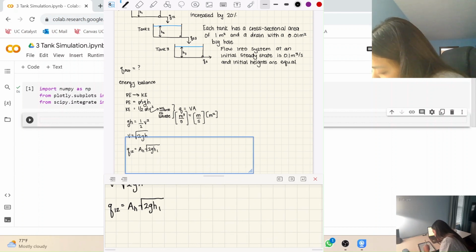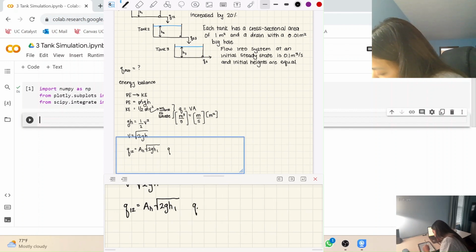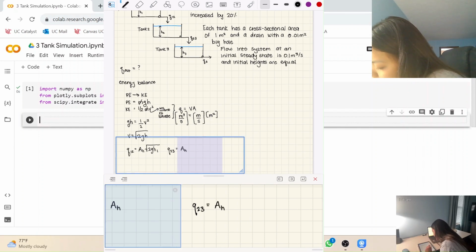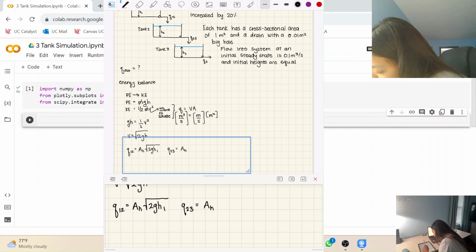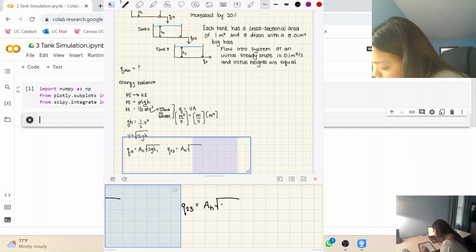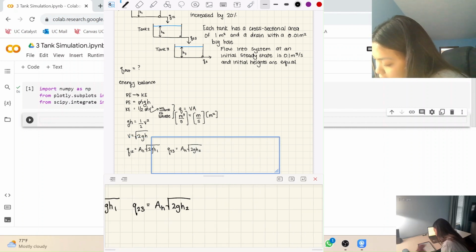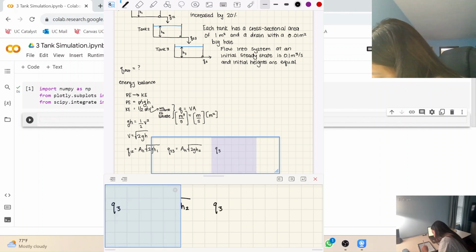So Q23, from tank 2 to tank 3, is going to be the same, because the area of the drain is the same no matter what. So that makes things a little easier. But the flow from tank 2 to tank 3 comes from tank 2, so we're going to use the fluid height in tank 2. And then lastly, we have the flow coming out of tank 3, so it's going to also be the drain area times the square root of 2 times the gravitational constant times the height of the fluid in tank 3.